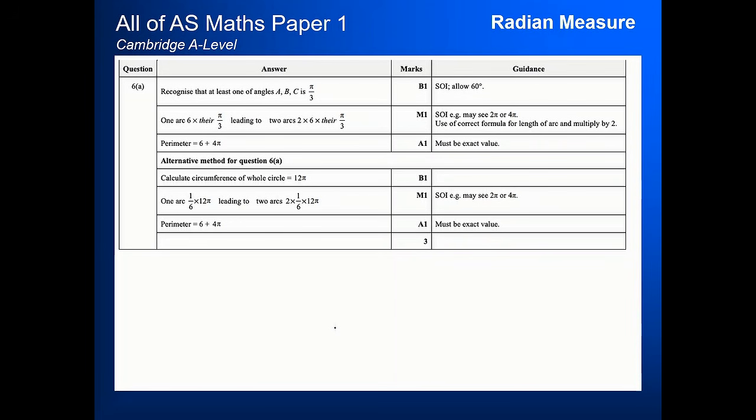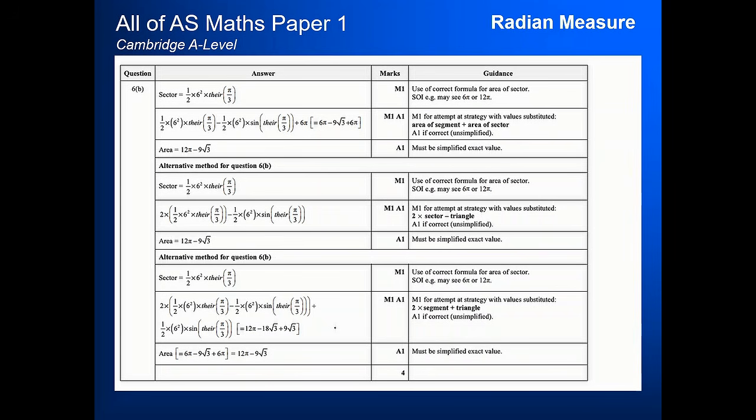Right, so you can have a look at the mark scheme. You can see the first answer, 6 plus 4 pi, we got before, and also 6b. There are lots of different alternative methods here, so you may want to take one of those instead. I've taken this method, but this is almost identical to the top method here as well. So, hope you enjoyed the radian section of the video, and then we're going to move on.